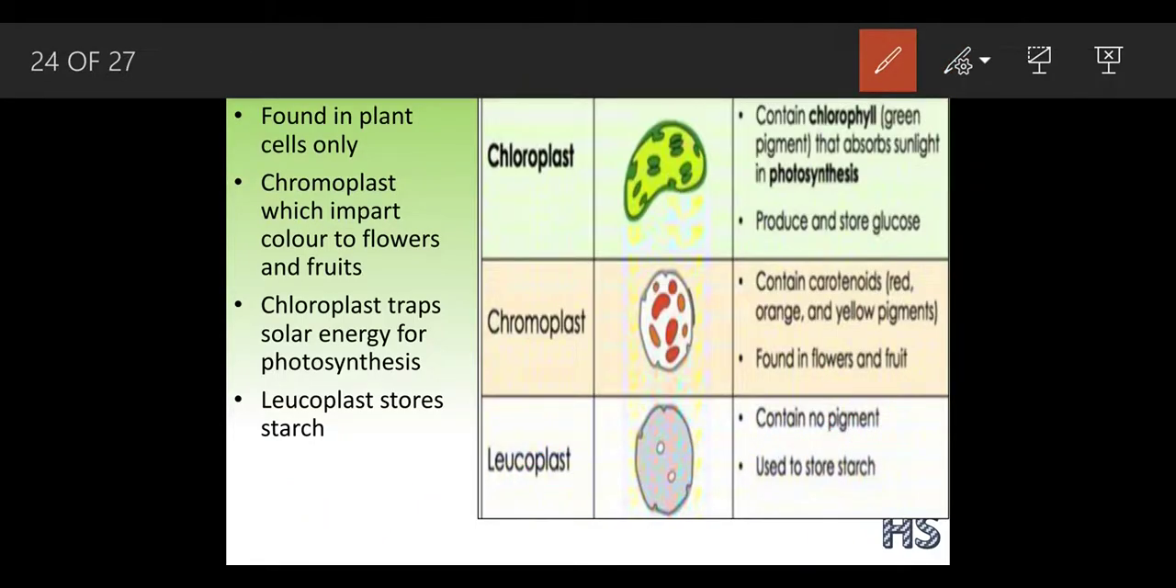Now we are going to talk about the chromoplast. What is the function of this chromoplast? This chromoplast contains carotenes, that is red and orange color, and yellow color pigments. These pigments help to give color to the petals of the flowers, and this chromoplast gives colors to the fruit also.